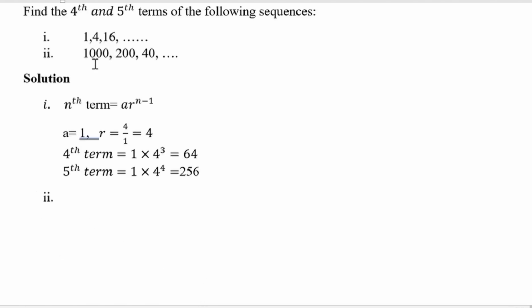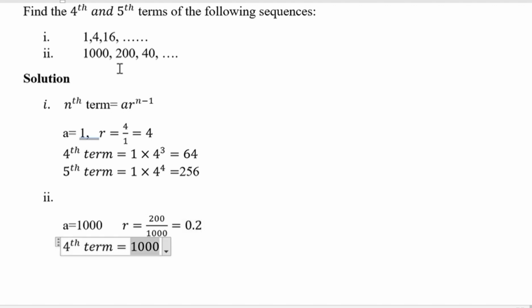In the second question, you realize that our first term is 1000, so A is 1000, and the common ratio is given by 200 divided by 1000, and that gives us 0.2. Now the 4th term will be given by first term, which is 1000, times the common ratio, which is 0.2 raised to power 3. The reason why we are having power 3 is because our n is 4. 4 minus 1 gives us 3. If you simplify that, you'll get the answer equal to 8.